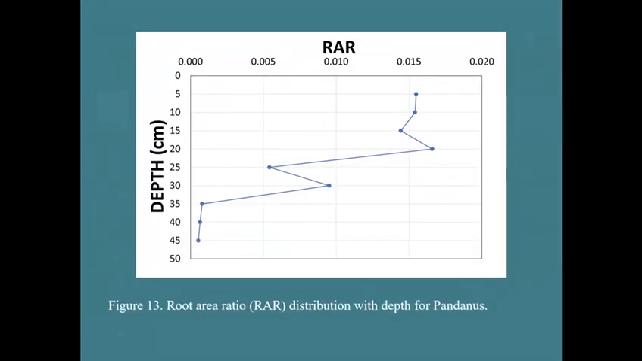From the root area ratio plot, it is observed that the values of RAR show great variability with depth. The maximum RAR values were located within 20 centimeters or 0.2 meters of the Pandanus plant, with the maximum rooting depth of 50 centimeters or 0.5 meters.